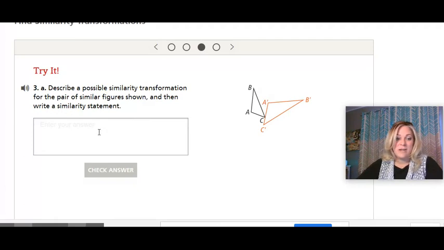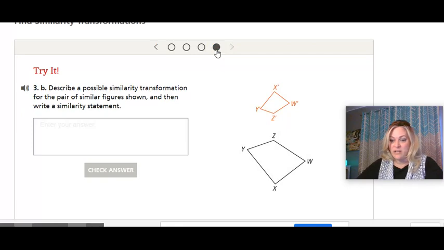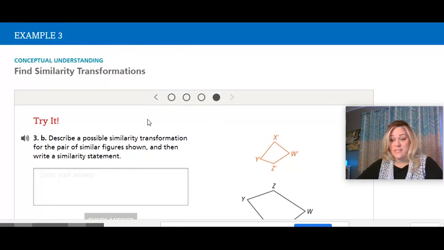Okay, you're going to describe this. What is the change? What is happening to these figures? What kind of similarity transformation? And again here on this example 3, you are still describing the transformations.